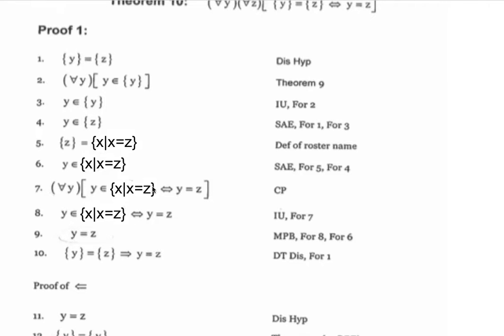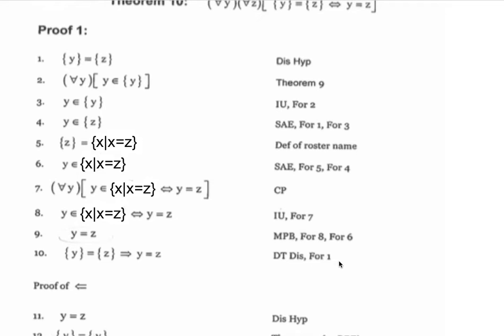So once I get the statement, notice it doesn't rely on anything because it's a statement that stands all by itself. I take off the for all y symbols using IU. And now I have y as an element of the set x such that x equals z if and only if y equals z. And then through modus ponens for the biconditional, I'm able to get y equals z. So we started with our antecedent and we ended with our consequent, and therefore through deduction theorem, I know that this implied statement must be true.